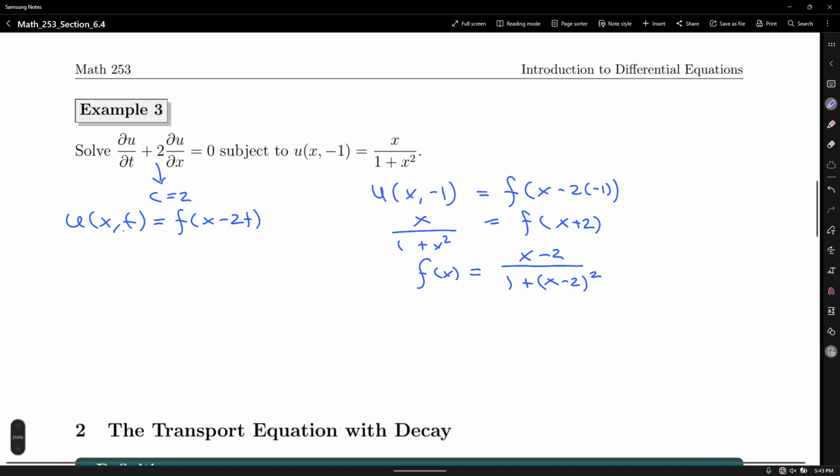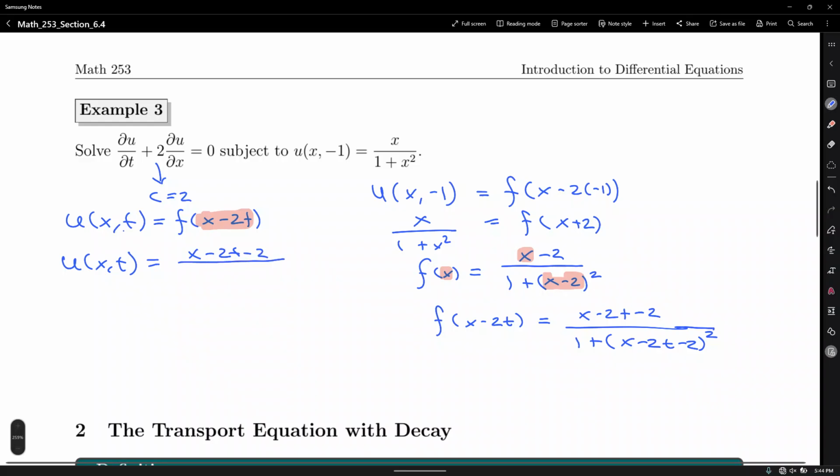Ready for particular solution? Yes. Substitute for every instance of x. It's just a shifting in the end, right? So f of x minus 2t equals x minus 2t minus 2 over 1 plus x minus 2t minus 2, quantity squared. Kind of a weird solution, isn't it? Let me call this also u of xt equals x minus 2t minus 2 over 1 plus x minus 2t minus 2, everything squared.